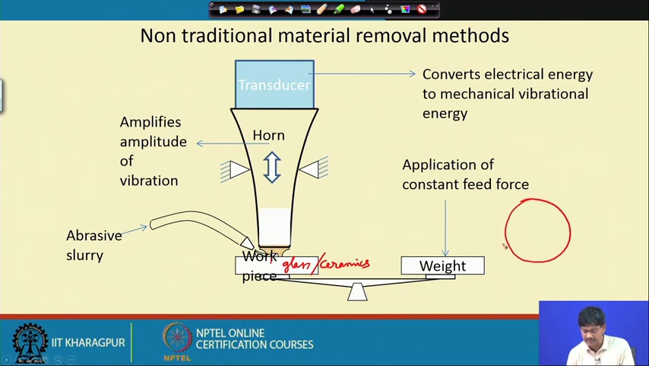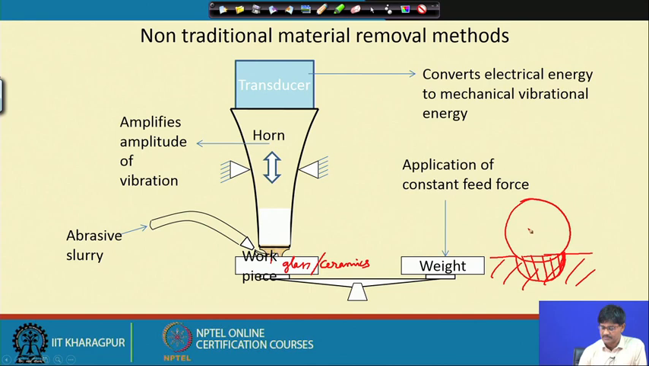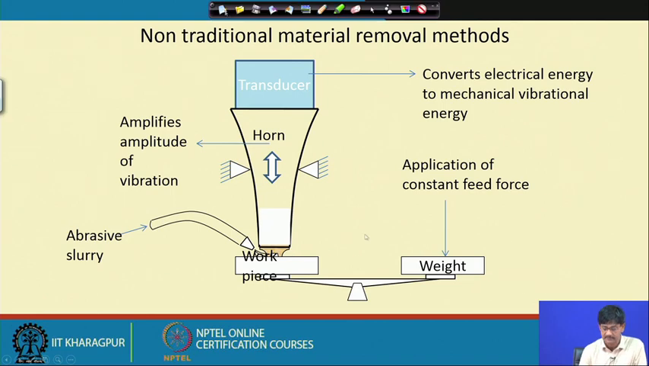Abrasive particle idealized as a sphere hits the material of the workpiece this way, and fracture takes place. We assume that fracture in brittle materials takes place as a hemisphere getting removed. This particular part is removed as a hemisphere. This is the abrasive grit. So, let us move on to see further details on this process.